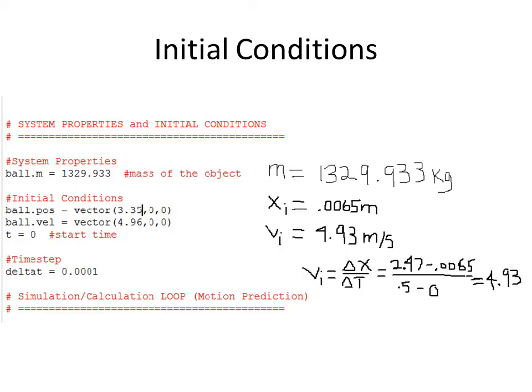To predict the motion, I needed the mass of the car, which I found online as 1,329.933 kilograms, the initial position of the ball, which I got from the analysis, xi equals 0.0065 meters, and the velocity, which was found by taking delta x over the entire video clip, which gave 2.47 minus 0.0065 over 0.5 minus 0, which equaled 4.93 meters per second.